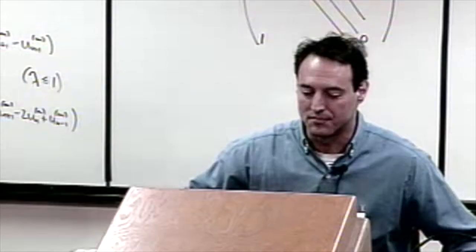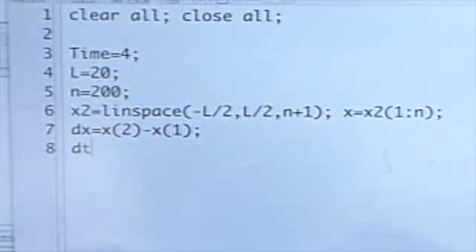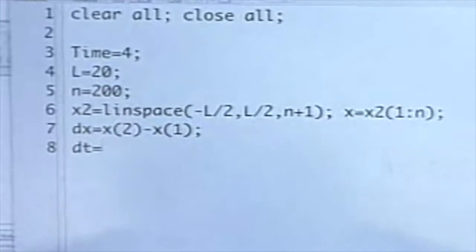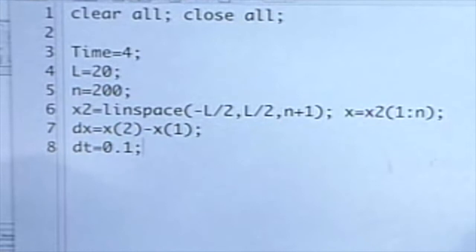So let's do that. dt equals 0.2. You can pick it to be anything. Actually, let's just pick it 0.1 right now. And by the way, we want to choose our dt so it's under the CFL condition, right? So for instance, right now, let's just go ahead and run this code. Let's go up here and run it.